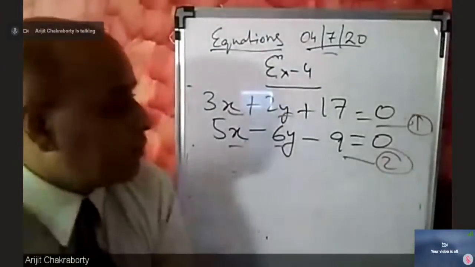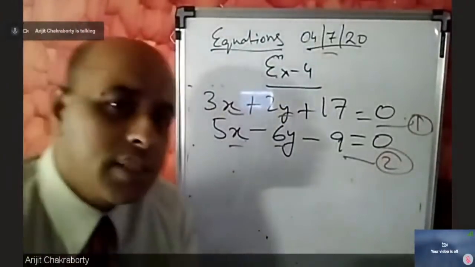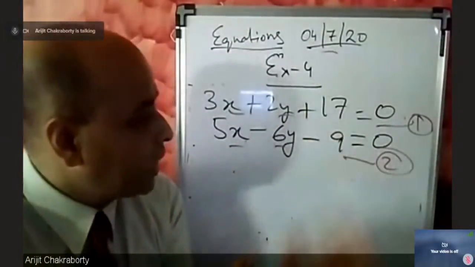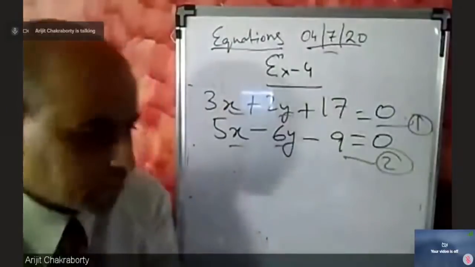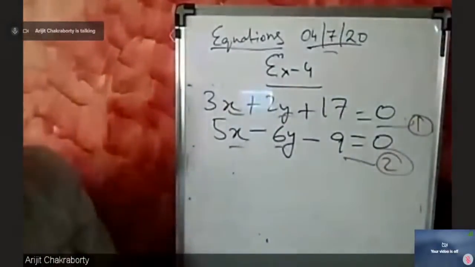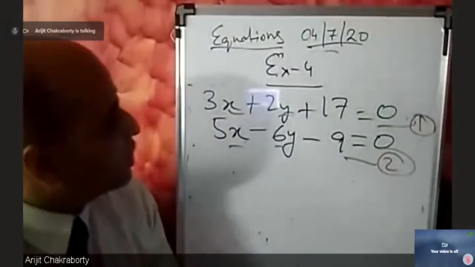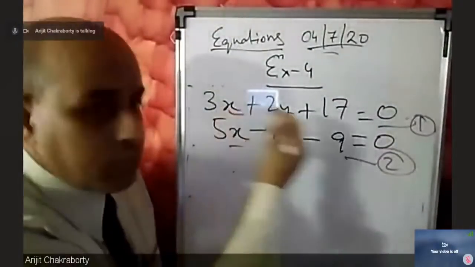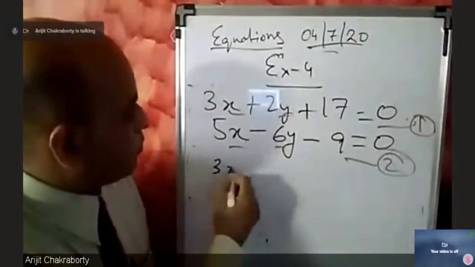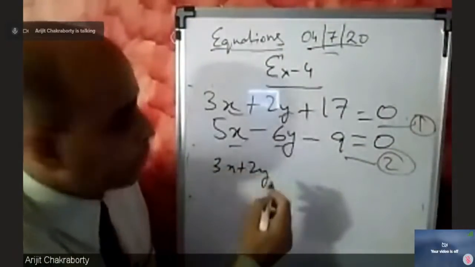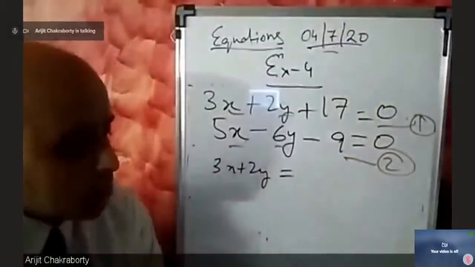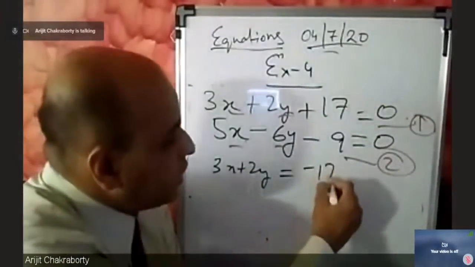So in this example, let us do one thing. First, let us bring x and y on the left hand side and the value on the right hand side. So we first bring 3x plus 2y equal to, this will become minus 17. So we make it minus 17.